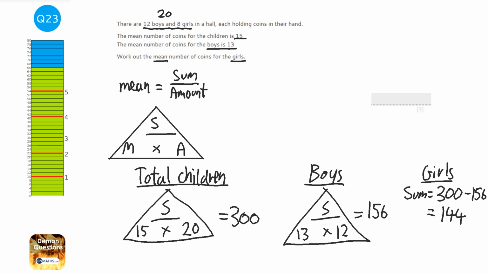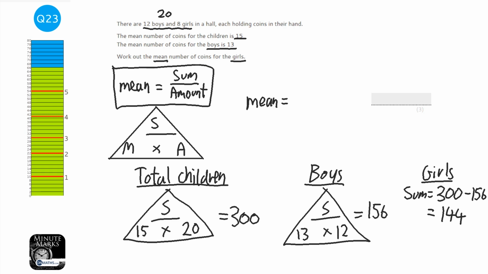So to work out the mean, we just go back to our standard formula we had at the start, which is this one. To work out the mean, it's the sum, which we worked out as 144, over the total, and it says there's 8 girls. So we do 144 divided by 8, which equals 18. So our answer is 18.